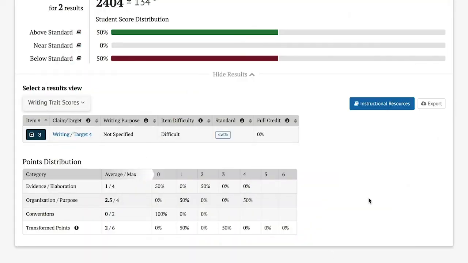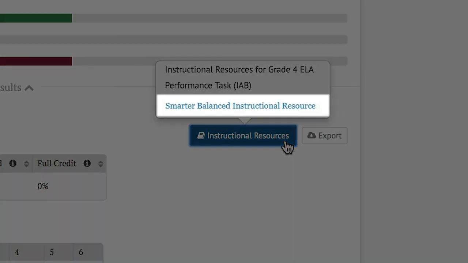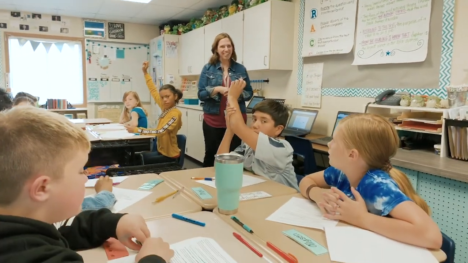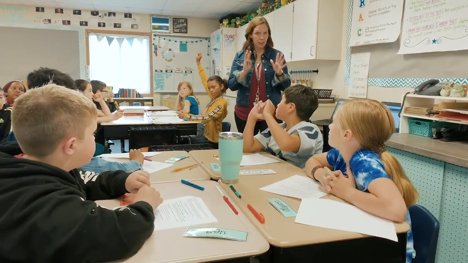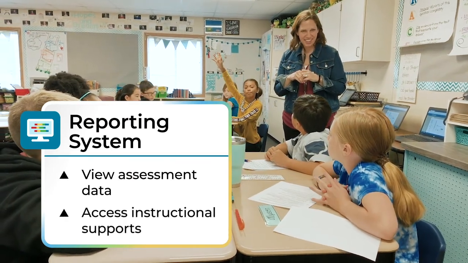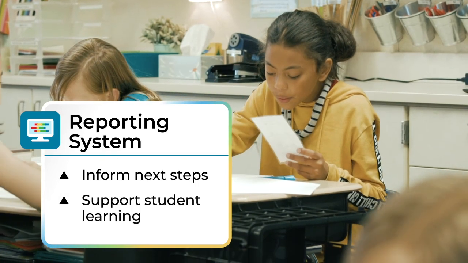To access the Connections playlist, select the Instructional Resources button on the IAB results page and select Smarter Balanced Instructional Resources. This video explored how the Smarter Balanced Reporting System can be used by educators to view assessment data and access instructional supports to inform next steps to support student learning.